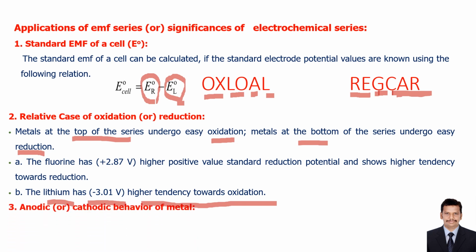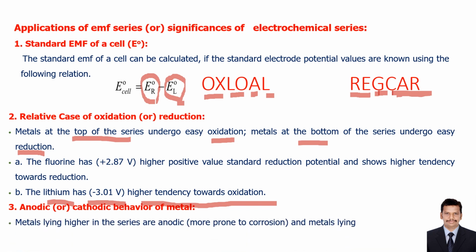The third one is the anodic and cathodic behavior of metals. The anodic and cathodic behavior of a metal can also be easily identified by using the EMF series. That means metals lying higher in the EMF series are anodes, and metals lying at the bottom of the series are called cathodes.